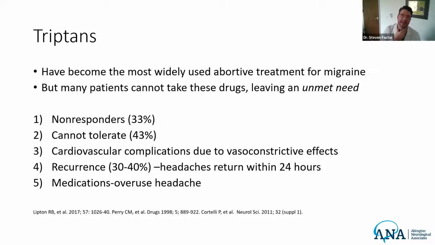Sometimes they cause neck stiffness and tightness, chest pain, a flushing sensation, lightheadedness. And a lot of times they can cause recurrence of symptoms. Patients take more medications, which can cause rebound headaches, but most importantly, there are cardiovascular complications because these drugs vasoconstrict. They can narrow the arteries in your neck and intracerebrally. So there's concern about use in patients with prior cardiovascular disease.